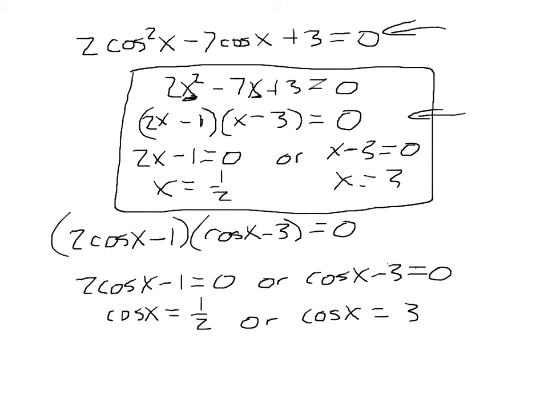Well, right off the bat, I'm going to come over here, and there's no solutions to that part right there. Can anyone tell me why? Hopefully we recognize the fact that there's no value of cosine that's equal to 3. And so there's no solution to that part of the equation. And so then we can come over here and cosine x is 1/2.